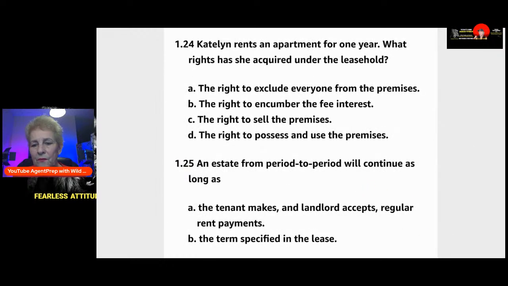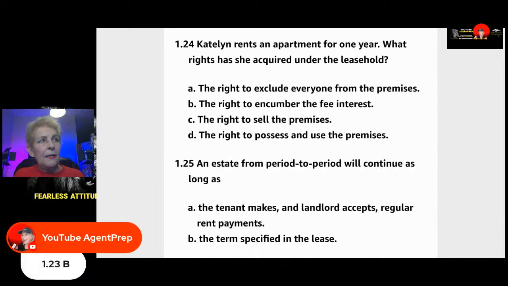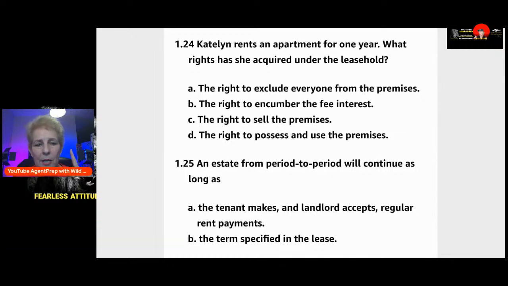All right, number 24. Caitlin rents an apartment for 1 year. What rights has she acquired under the leasehold? Okay, it's a leasehold, she rents an apartment for 1 year. So what rights has she acquired under the leasehold? A, the right to exclude everyone from the premises. B, the right to encumber the fee interest. C, the right to sell the premises. Or D, the right to possess and use the premises.